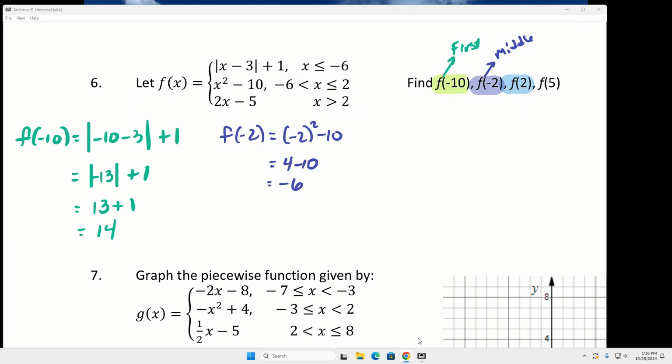All right, what do you guys think about 2? It's a tricky one. Which piece are we going to use for 2? The middle again. So 2 is in 2 places, so we have to use the one that has the or equal to. There'll only be one that has an or equal to. So it's like we get negative 6 again.